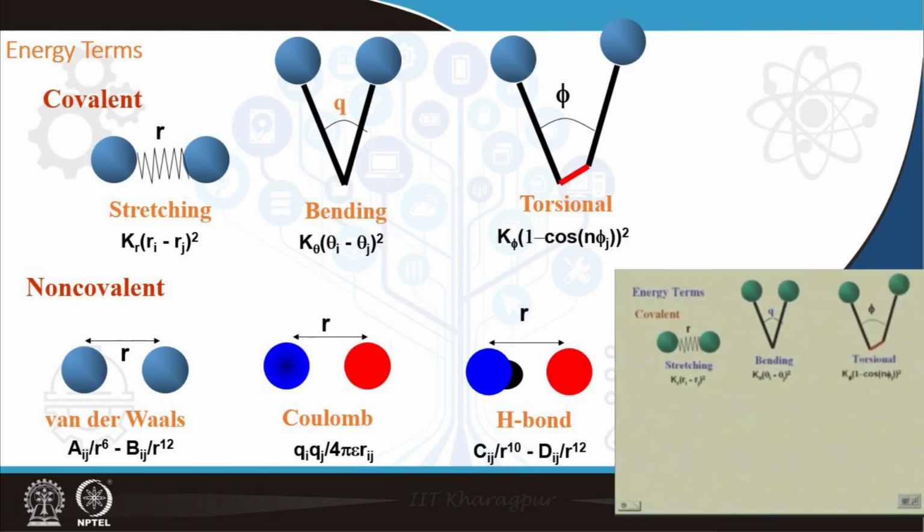We also have the torsional energy. What you need to know is what the contributions are. You need to know that the covalent terms come from the stretching, the bending, and the torsional. What about the non-covalent? We are going to have an ionic interaction, a van der Waals interaction, and hydrogen bonding.